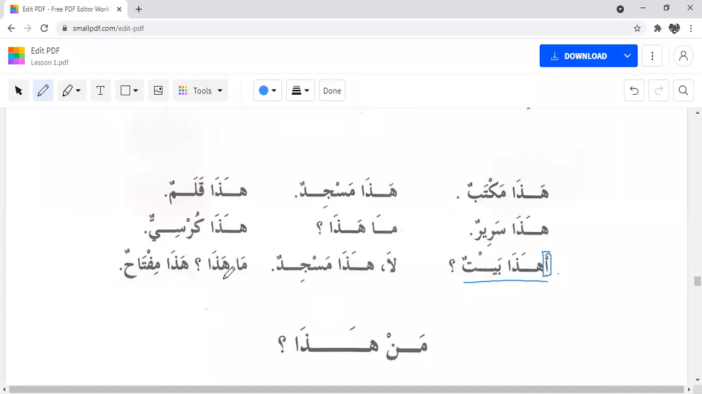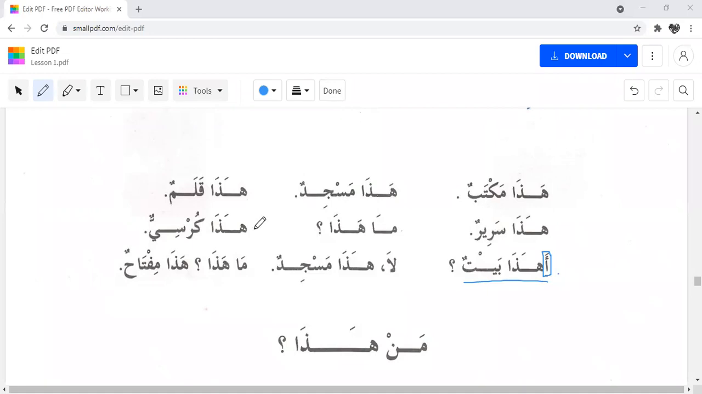Ma haza. What is this? Haza miftahun. Yes, there's an alif here, right? What is this? Haza miftahun. This is a key. Okay? Jazakallah khair. Thank you.